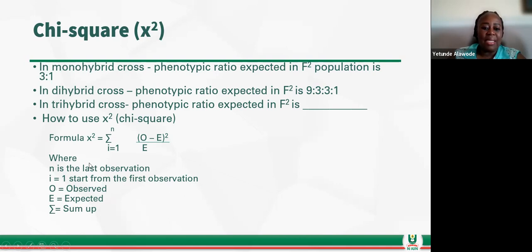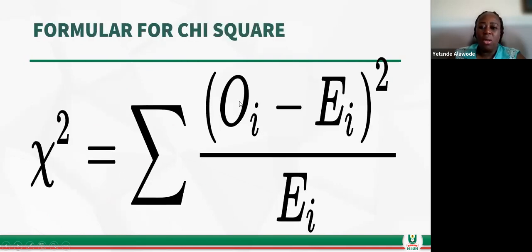This sign, like I said, is the addition. So you have a bigger one here. This is observed minus expected, squared, all over expected. This is your formula for chi-square. It's simple, you should know it.